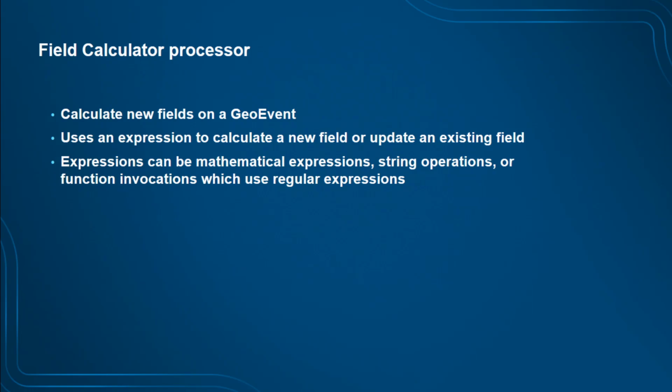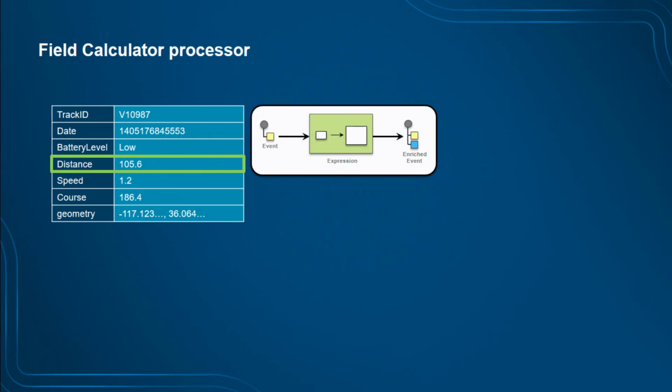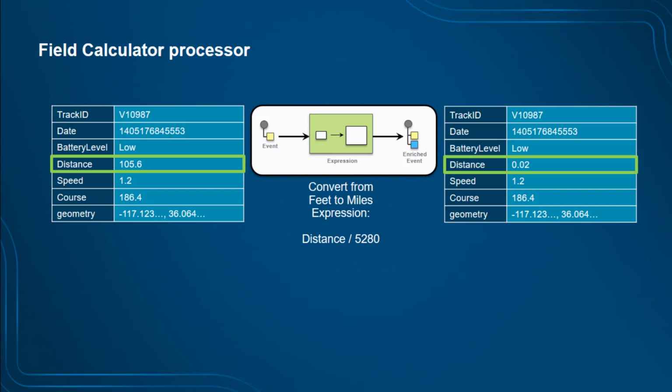Field calculator calculates a value. You configure an expression, and that expression can be mathematical, it can be string-based, it can also invoke certain Java string functions as wrappers. For example, maybe the event record comes in and its distance is measured in feet, but what I really want to do is report the distance in miles, so I configure an expression distance divided by 5280, and now my output record reports the distance in miles. Again, a field calculator can add its values as new records to the output event, or it can replace values within the event record.